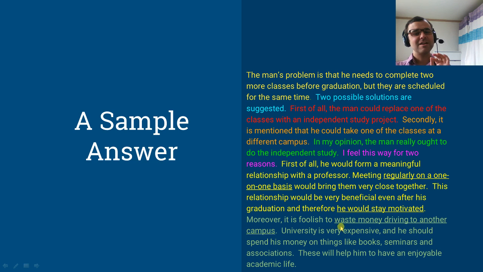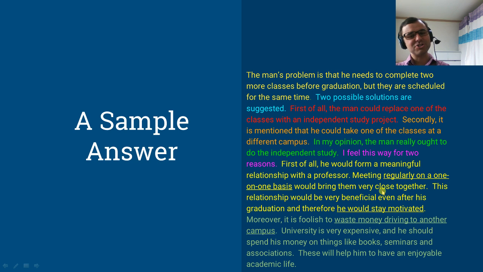Next. Here's the detail about, it would be foolish to waste money driving to another campus. Again, that is his objection from the conversation. I'm including that objection in my answer, and in this case, I'm agreeing with it. I say, yes, your objection is appropriate. It's stupid to waste money driving to another campus. And then I expanded on that by talking about what he should be spending his money on, books and seminars and stuff like that.